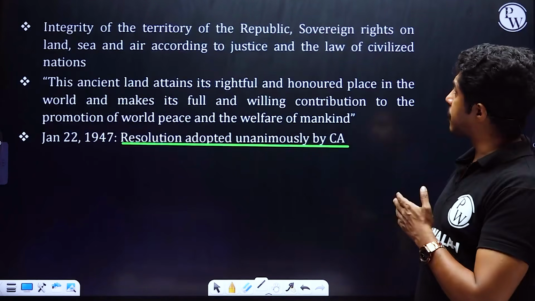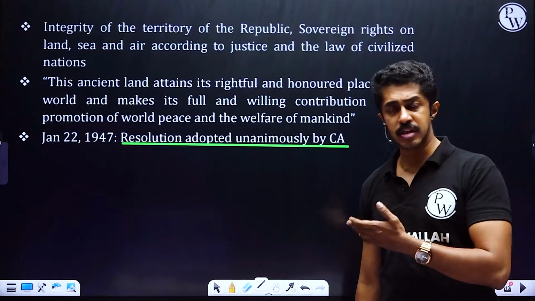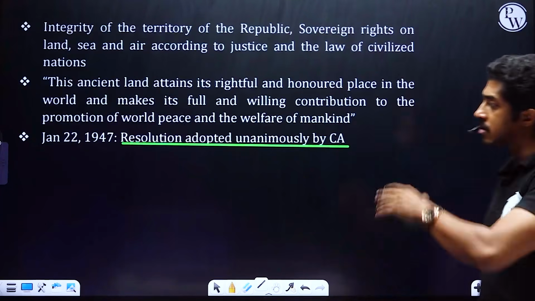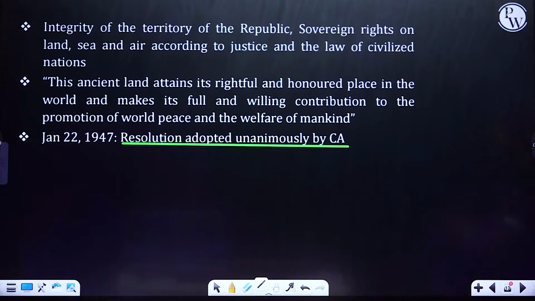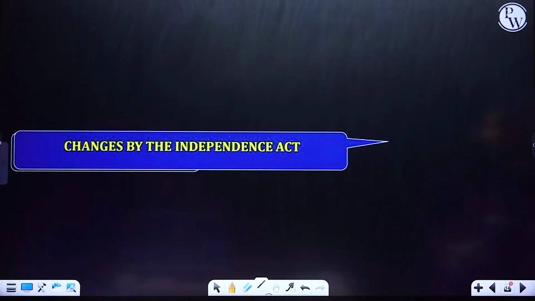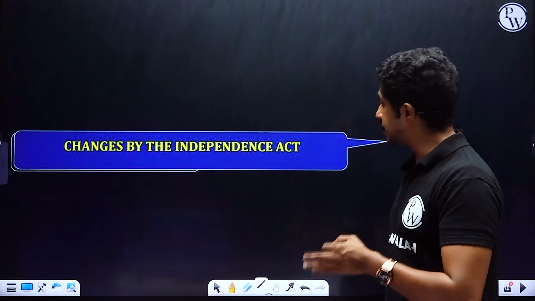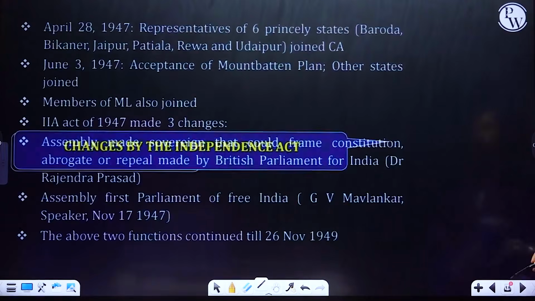Integrity of the territory of the republic, sovereign rights, land, sea and air. You can see it in the preamble as well as in our DPSP. That's about it. Clear? Changes by the Independence Act. Let us see that also now.